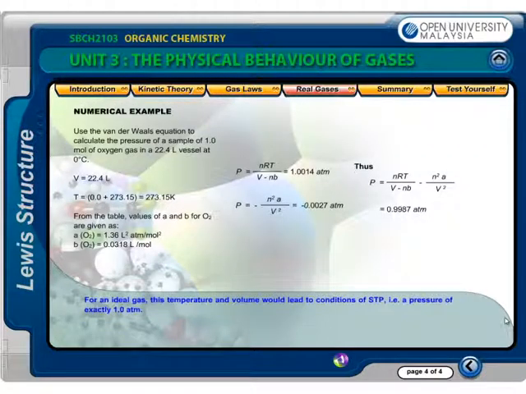For an ideal gas, this temperature and volume would lead to conditions of standard temperature and pressure, or STP, that is, a pressure of exactly 1.0 atm.